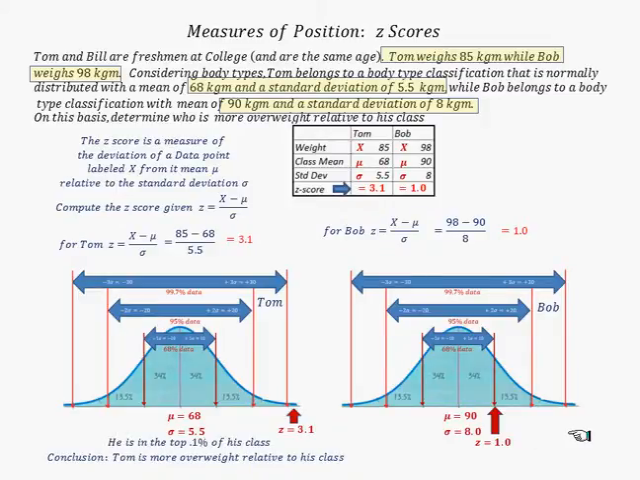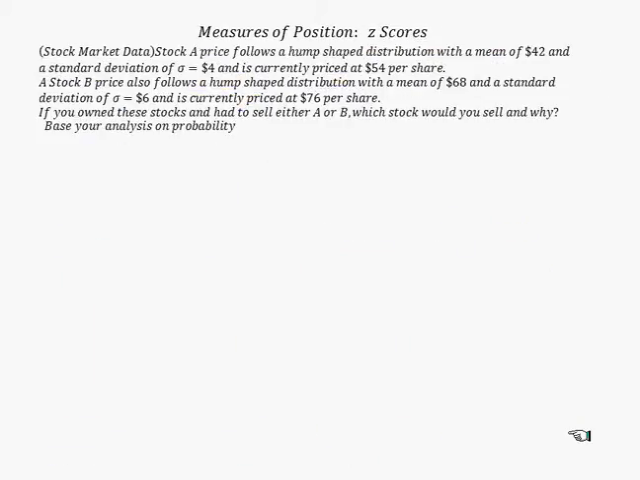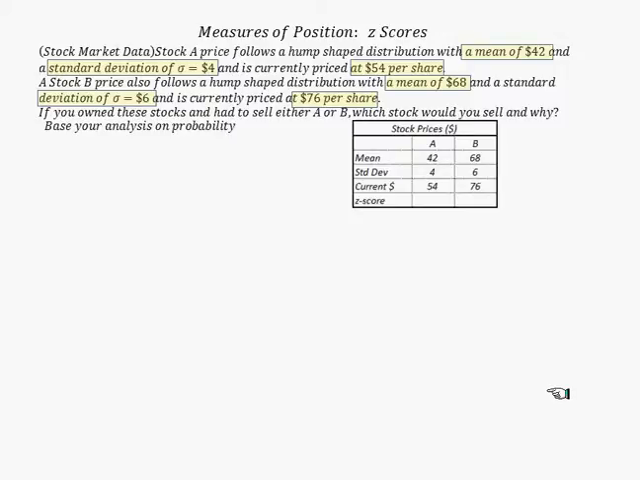Now we're going to look at the same data applied to stock pricing. So we have here 2 stocks, and just pause the video at any time and write these down. Here we have a summary. We want to find the z-score of each. We're assuming a normal distribution.